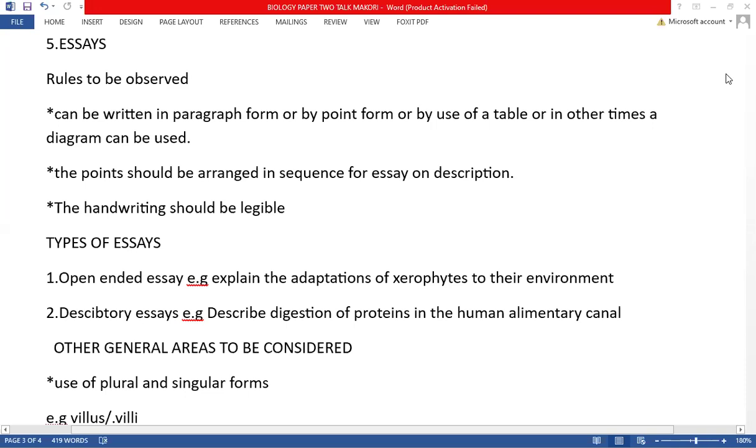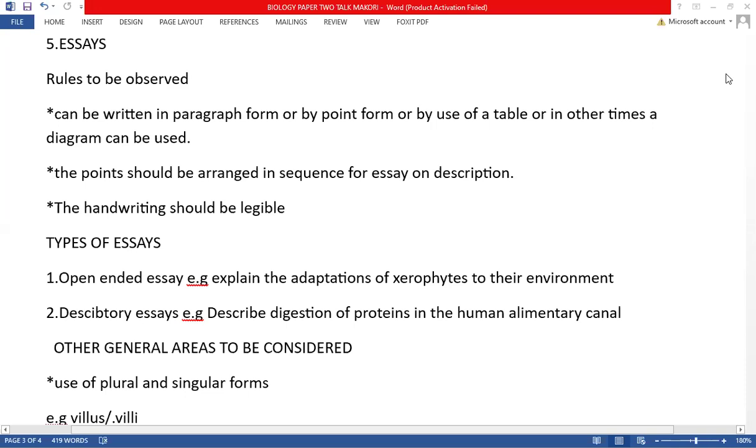If your handwriting is not legible, it will make the examiner not see the other points clearly. Our handwriting cannot be the same, but make your handwriting legible, so that anyone can read whatever you have written within your essay. So let's try as much as possible to make our handwriting legible.